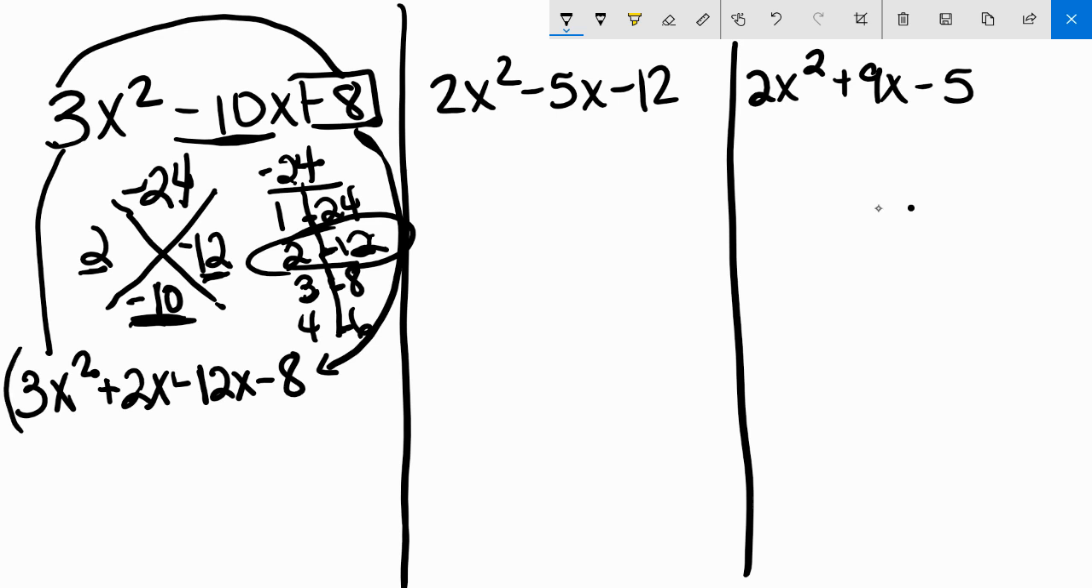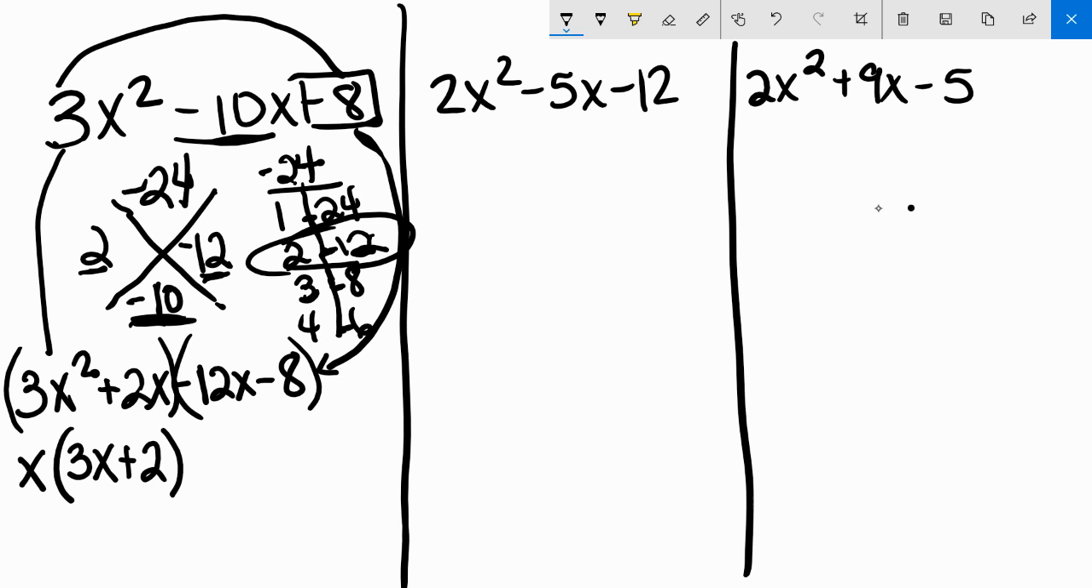Then we're going to group them in pairs, 2 at a time with parentheses, and then factor out the GCF. So 3 and 2 don't have any common factors, but they do both have an X. So we can write an X or a 1x, and then divide each term by X. So 3x squared divided by 1x is 3x, and 2x divided by x, our x's will cancel, so we get 3x plus 2.